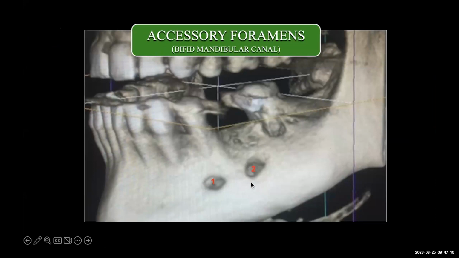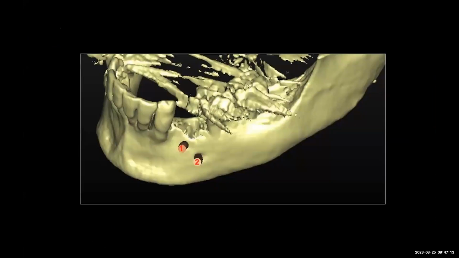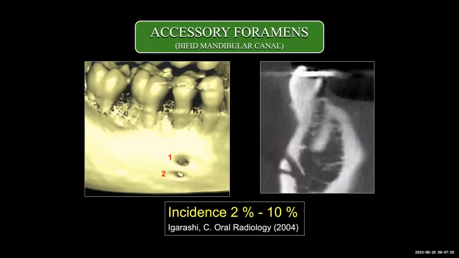Now, how do you know they're accessory foramens? Usually they're of the same size. So when you see 2 foramens of the same size, that means those are 2 or 3 of the 4 branches of the mental nerve coming through there. Incidence is about 2 to 10% of patients will actually have accessory foramens. So always look at it. The easiest way I've seen to identify them is on the 3D image.